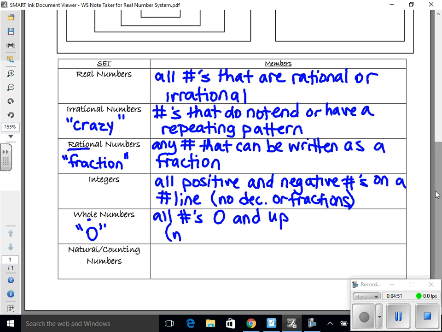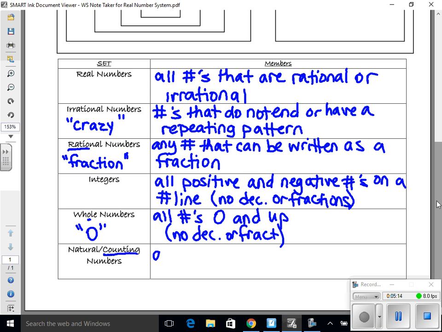And once again, no decimals or fractions. And then the last and smallest category are your natural numbers, also known as your counting numbers. When you first learned to count, right, you started counting 1, 2, 3, 4, 5. All right, that's why they are known as your counting numbers. And they are your natural numbers because we naturally start with them.